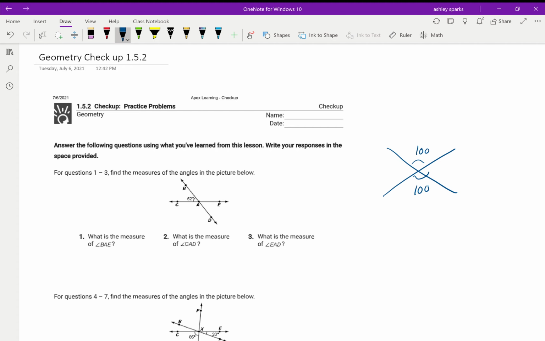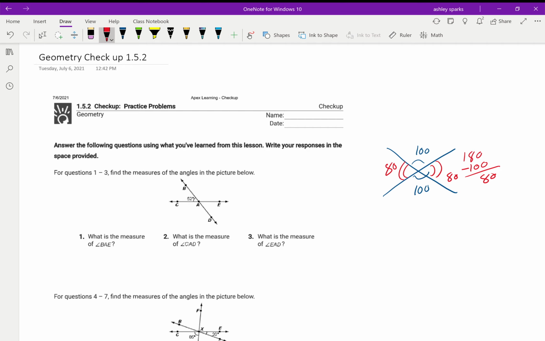Then our adjacent angles, which would be my other two left over, would be 180 degrees minus that 100, or in this case, 80 degrees. Using that, we can solve all the problems we have today.